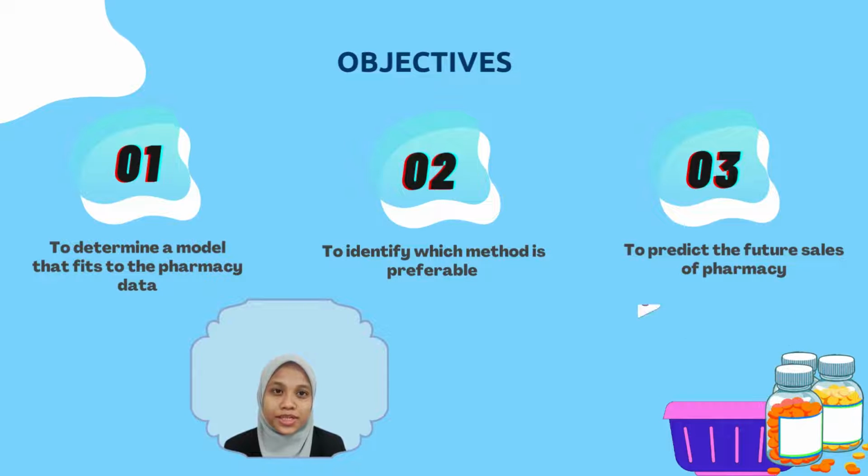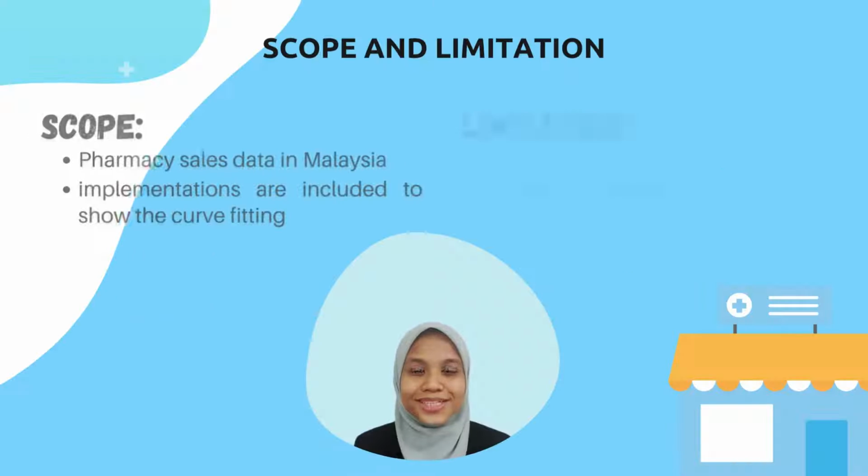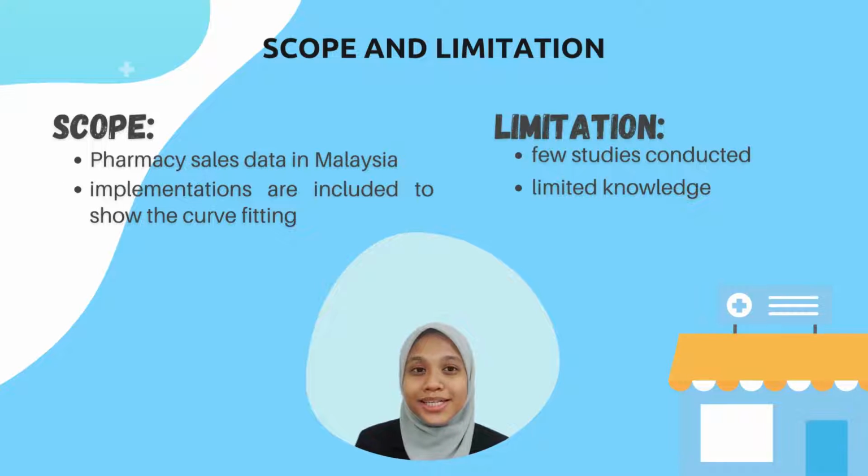There are 3 objectives to be achieved. First, to determine a model that fits the pharmacy data. Secondly, to identify which method is preferable for predicting sales of pharmacy by comparing root mean square error and mean absolute percentage error. Lastly, to predict the future sales of pharmacy for the next 5 years from 2022 until 2026 using the preferable method. This study focuses on the regression analysis approach of reducing the sum of the offset or residuals of data from the display curve to determine the best fit for a dataset of pharmacy sales.